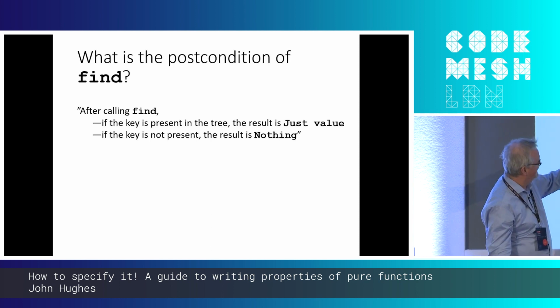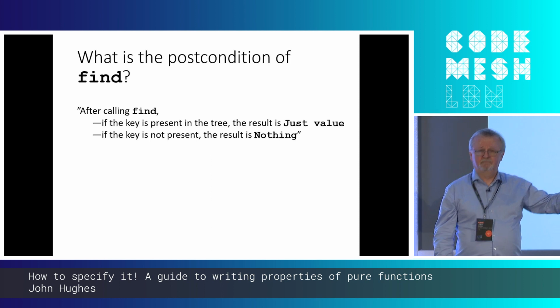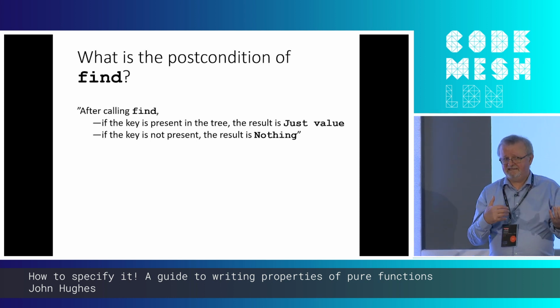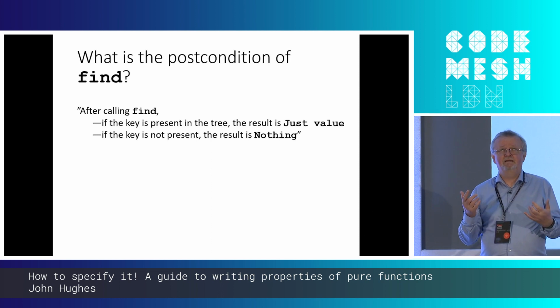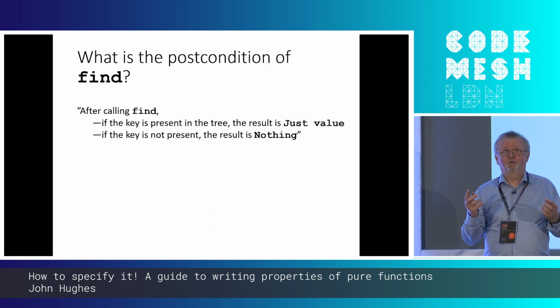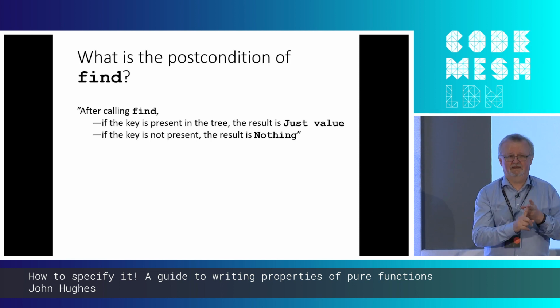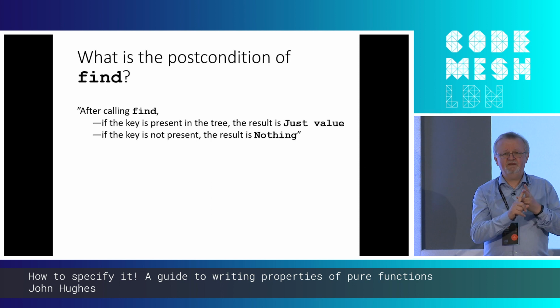If it's not in the tree, we should get nothing. So I've got two cases in the postcondition. So given a test case, I need to decide, I need a function really that tells me, was the key in the tree? And if so, what was the value? If only I had that function, I could write my postcondition.